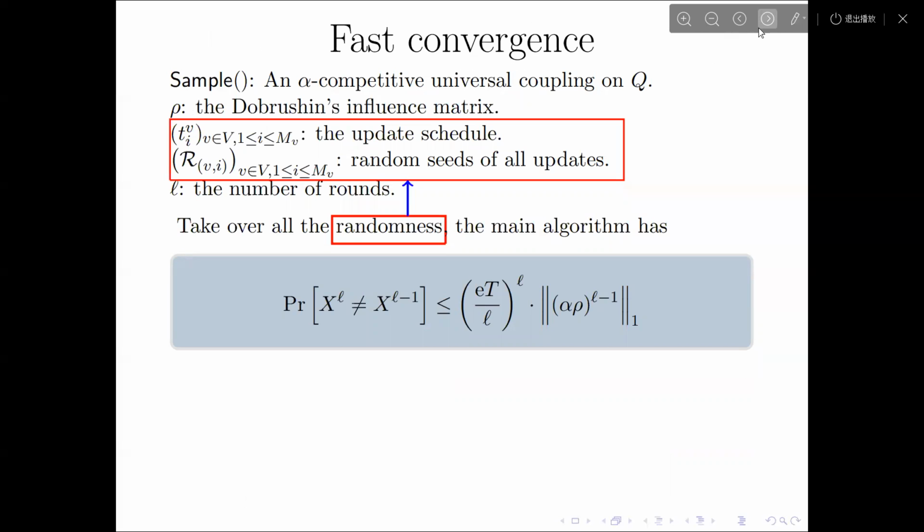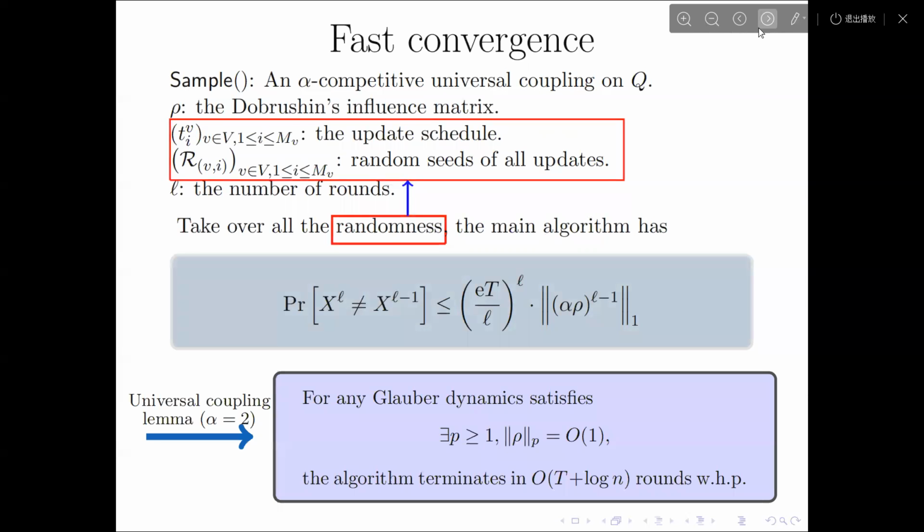Let's go back to analyzing the fast convergence. Let sample be an alpha-competitive universal coupling on Q. Rho is the influence matrix. Taking over all the randomness, the probability our main algorithm doesn't end in L rounds is bounded by this formula. Note that in this formula, the competitive ratio of sample, alpha, being a constant is the key to ensuring convergence. Combining with the universal coupling lemma, we can take alpha equal to 2. It implies that for any Glauber dynamics where some norm of rho is a constant, our algorithm terminates in O(T plus log n) rounds with high probability.